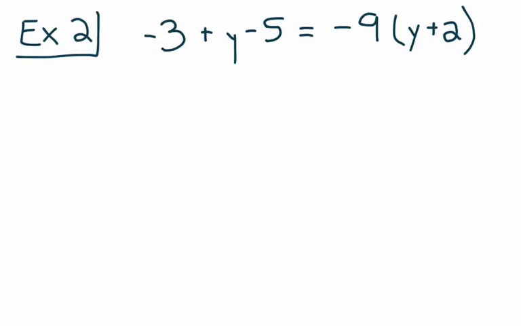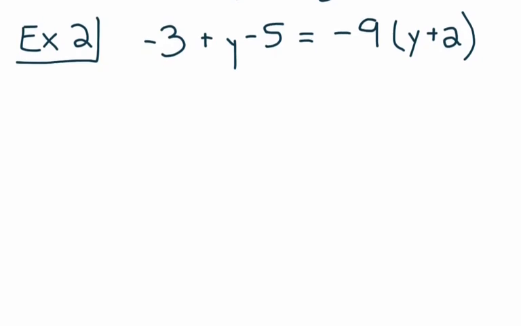Let's start with the distribution on the right side. So I'm going to take this negative 9. I don't just distribute the 9, I have to distribute the negative sign with it. So I'm going to distribute the negative 9 into the parentheses, to the y, and to the plus 2. So on the left side, I'm just going to copy down what I have there. Negative 3 plus y minus 5 is equal to.